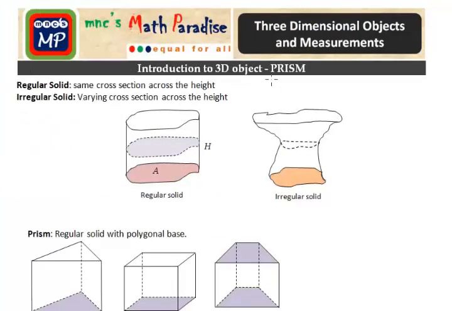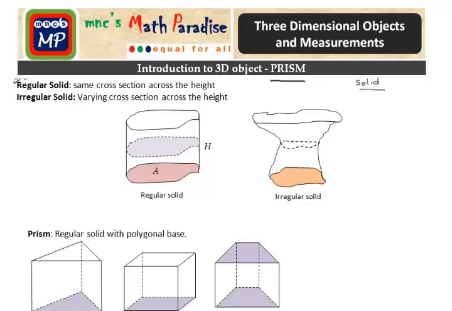Here we will introduce three-dimensional object prism. Prism is a regular three-dimensional object, and three-dimensional objects are also called solid. So prism is a regular solid or three-dimensional object. Before defining prism, let us define what is a regular solid and an irregular solid.